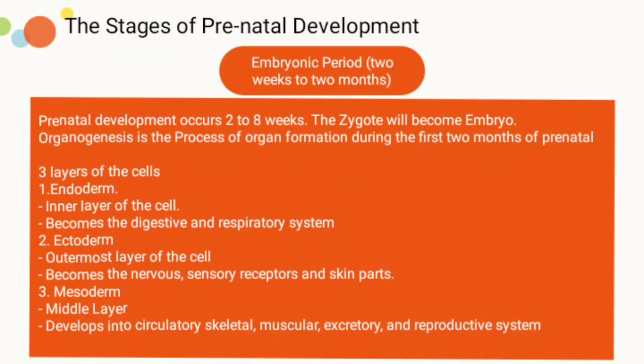Organogenesis is the process of organ formation during the first 2 months of prenatal development. So these are the 3 layers of the cells: the endoderm or the inner layer of the cell, which becomes the digestive and respiratory system. Next is the ectoderm or the outermost layer of the cell. This becomes the nervous system, sensory receptors, and skin parts, and the mesoderm or the middle layer, which develops into circulatory, skeletal, muscular, excretory, and reproductive systems.